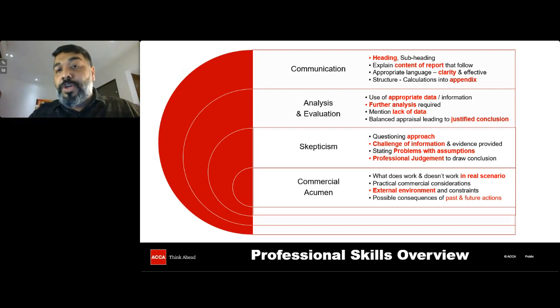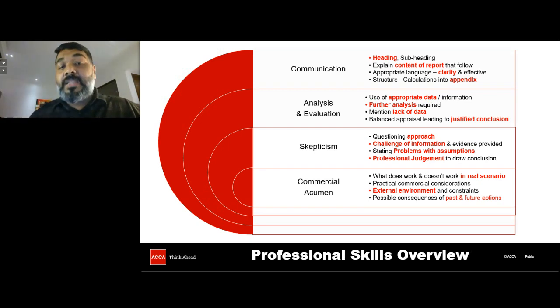explain what the content of the report is going to be as far as evaluation and analysis is concerned. Use the correct data, appropriate information. Mention what is lacking, what is the lack of data. Tell the marker that further analysis of certain things is possible. Do not rush to a one-sided conclusion. Give a very justified, very balanced conclusion.